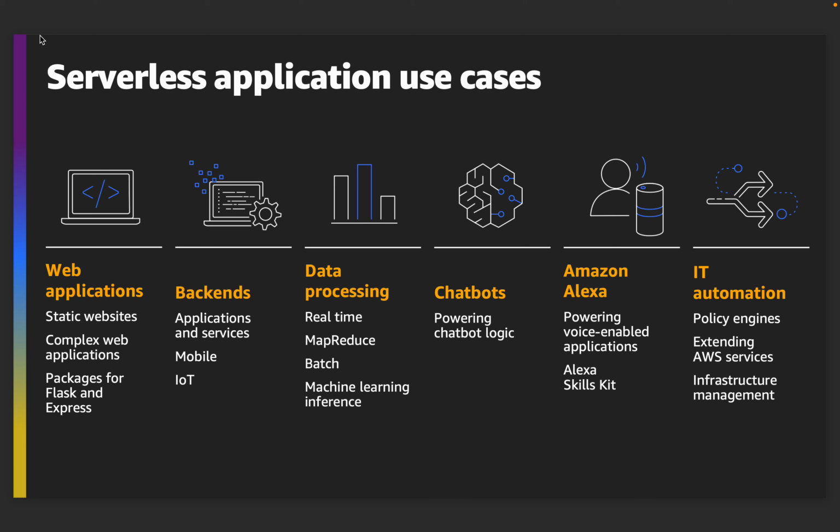So, serverless application use cases. First is web applications: static websites and complex web applications. For static websites we can use serverless. Then backend applications and services: mobile, IoT, data processing, real-time, MapReduce, batch, machine learning. Chatbots, providing chatbot logic. Amazon Alexa, powering voice-enabled applications with the Alexa Skills Kit. IT automation, policy engines, extending AWS services, infrastructure management.